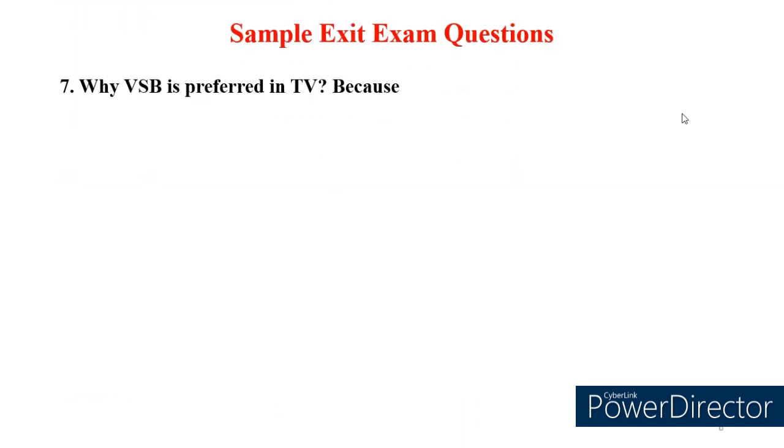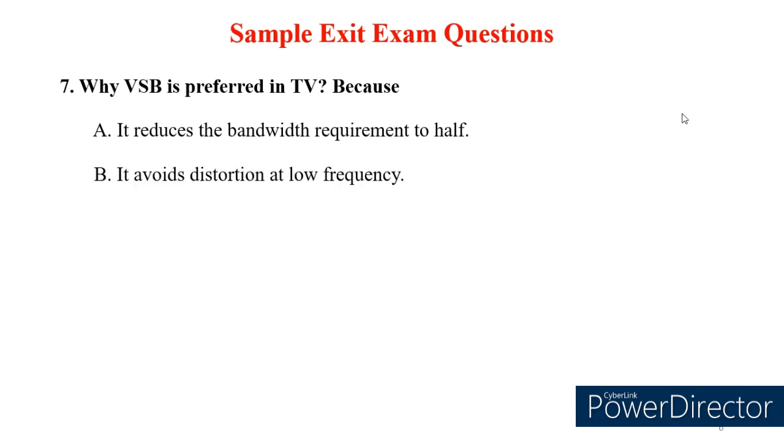Question number 7. Why is vestigial sideband modulation preferred in TV? A. Because it reduces the bandwidth requirement. B. It avoids distortion at low frequency. C. It results in better reception. D. All. Vestigial sideband modulation is one type of linear amplitude modulation. It is preferred in TV because the bandwidth requirement is reduced by half. So the answer is A.